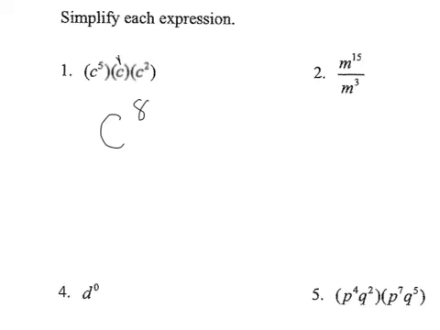And when you're dividing, you're going to subtract the exponents and leave them where there were more of the exponent. So 15 minus 3 is 12. They're going to stay on the top because there were more on the top. So m to the 12th. There is no bottom of the fraction, so it's going to stay like this.